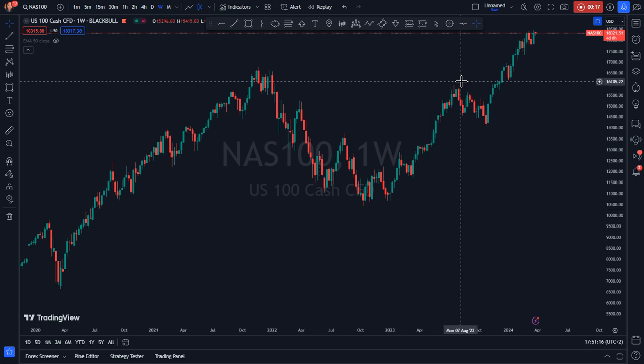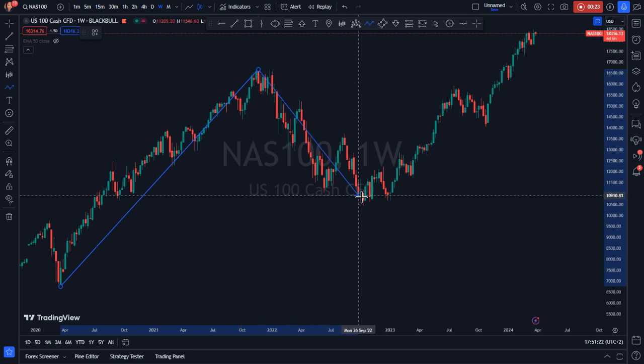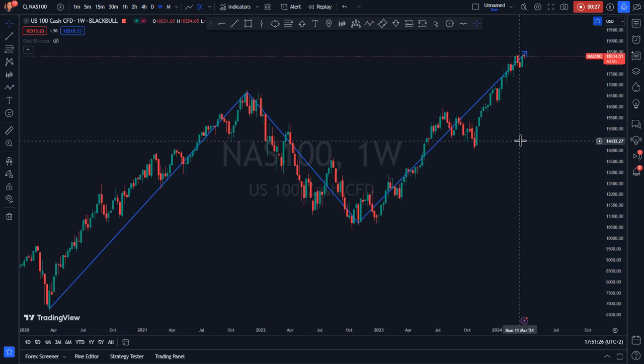But then, if you look at the structure, you can see that this is just a beautiful buy impulsive, correction, and currently the market is in an impulsive phase. Everyone can see that, simple and straightforward. And then we have these.